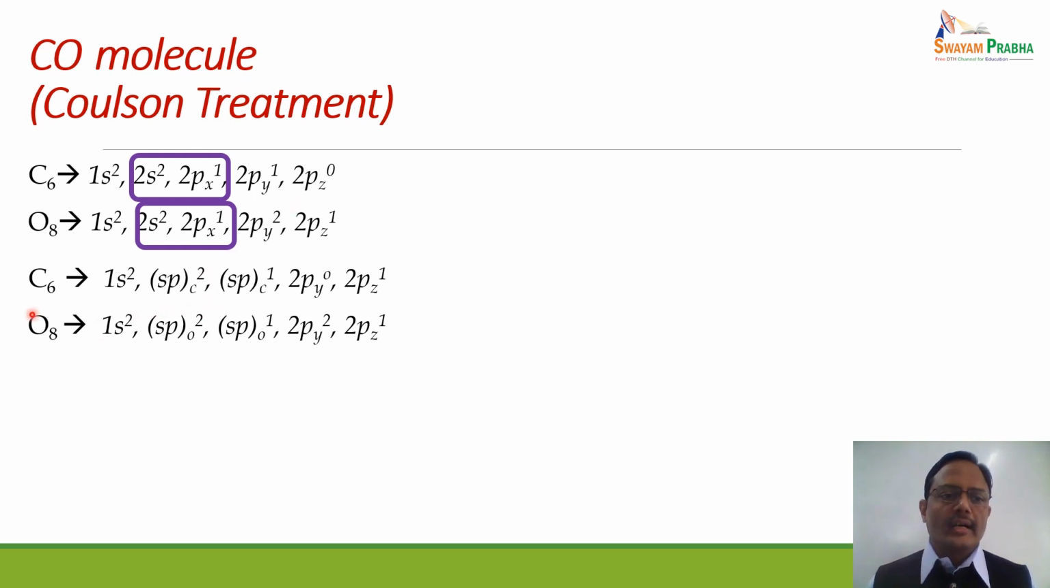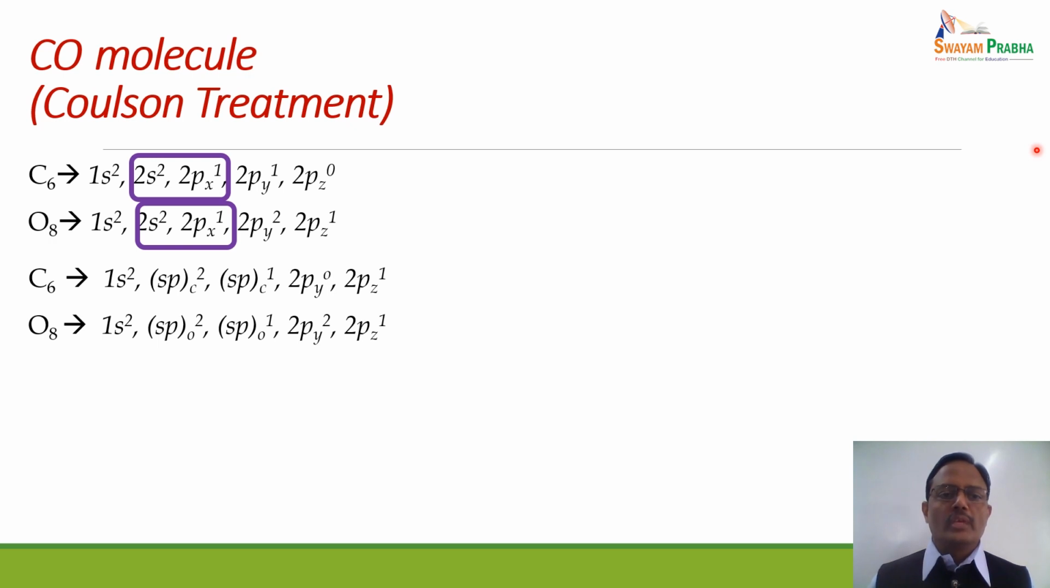So we can write the electronic configuration of carbon in the hybridized state as 1s2, sp of carbon 2 and sp of carbon 1, and 2py0 and 2pz1. Similarly, oxygen with atomic number 8, we will have 1s2, sp of oxygen 2 electrons and sp of oxygen with 1 electron, with 2py2 and 2pz1. So if we write this electronic configuration like this, then the hybrid orbitals can undergo mixing now. It means that this Coulson treatment is a mixture of the hybridization concept from valence bond theory followed by the molecular orbital approach.